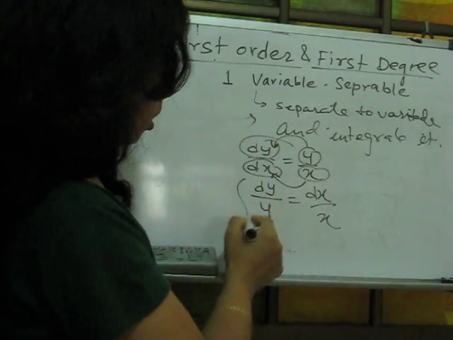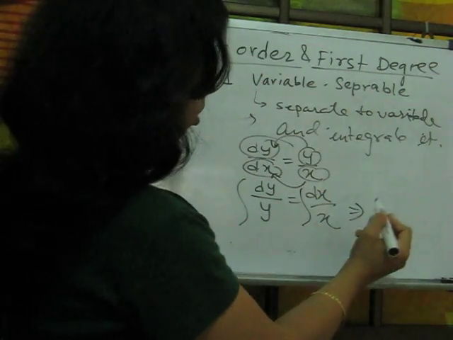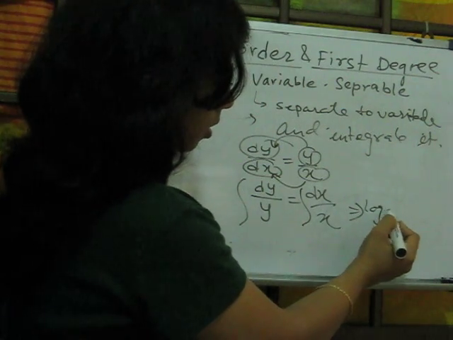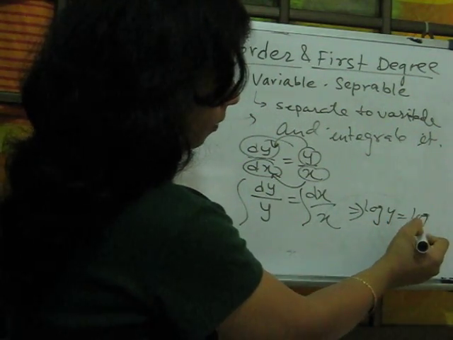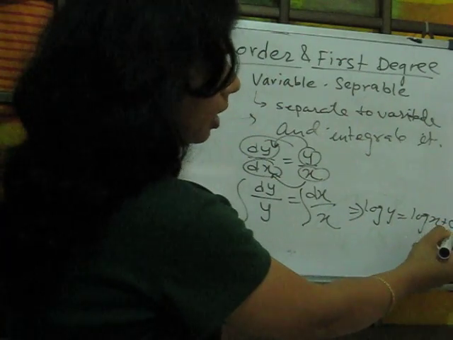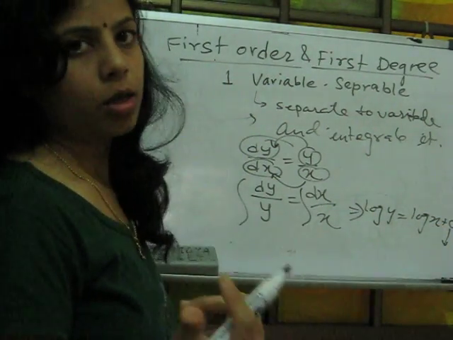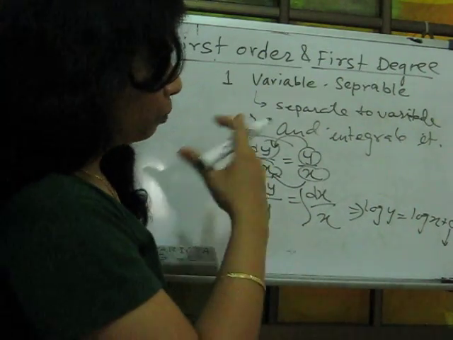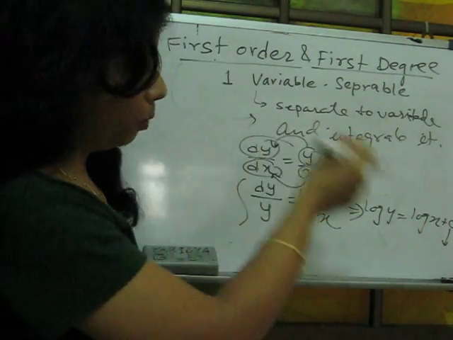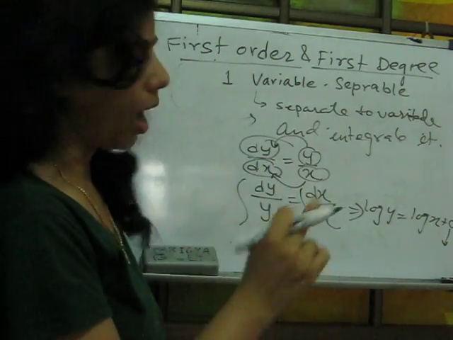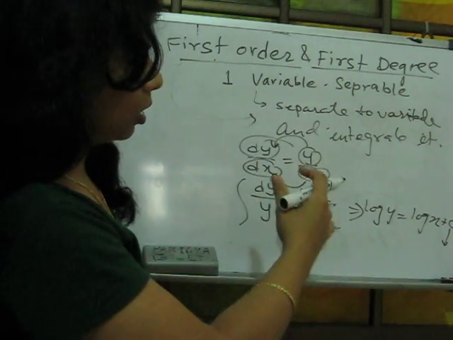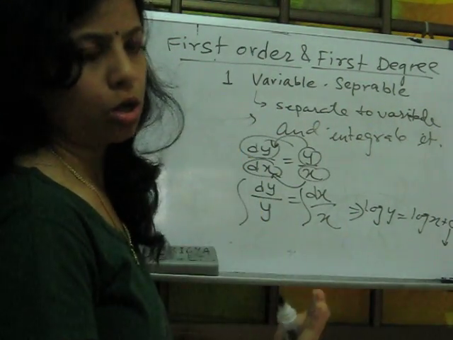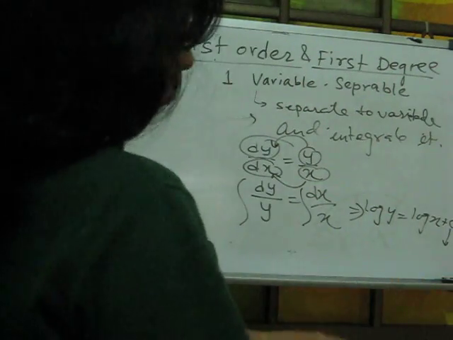Now integrate it. So dy by y gives, when we integrate, log y is equal to log of x plus c. C is the constant of integration; when we integrate anything there is some constant which we lose, so we have to put c at the end, with either sign. So your solution is log y equal to log x plus c. That is the solution, the simplest solution for a differential equation of first order, first degree.